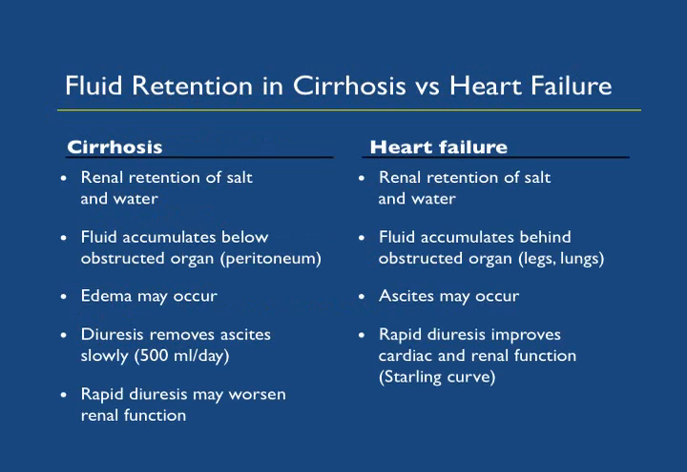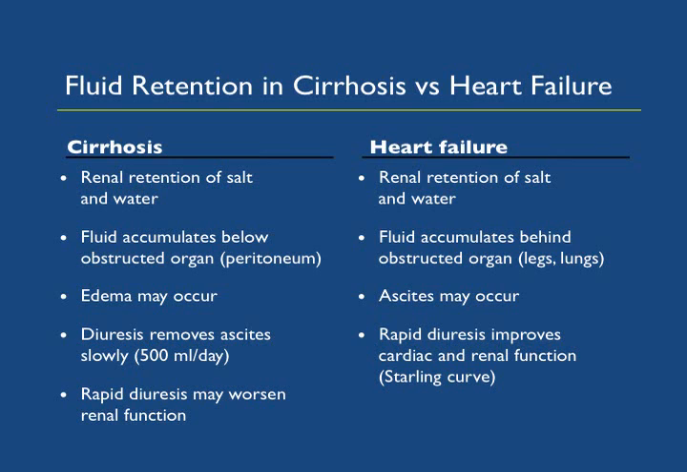I wanted to touch base briefly on some similarities and differences between the fluid retention in patients with cirrhosis versus those with heart failure. In both cases, renal retention of salt and water is the primary driving force. In cirrhosis, the fluid accumulates below the obstructed organ in the peritoneum. In heart failure, fluid accumulates behind the obstructed organ, which is the heart, therefore in the legs and the lungs. Edema may occur in cirrhosis, ascites may occur in heart failure.